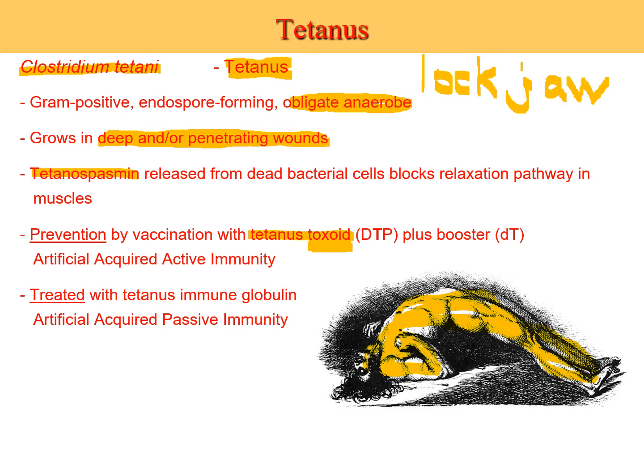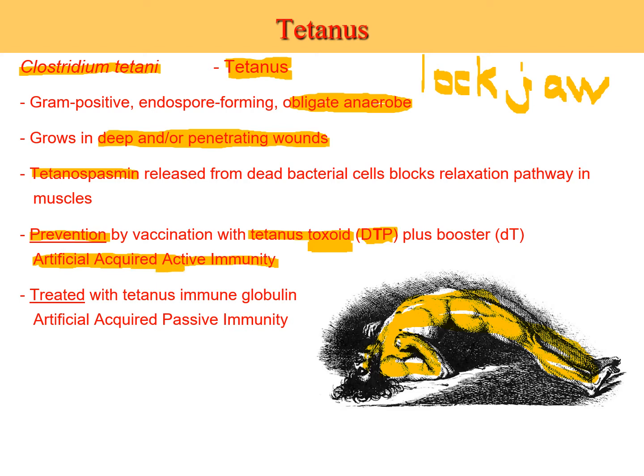The vaccination is the T in the DTP vaccine. And also you get a booster. In fact, you need a booster every 10 years. This kind of prevention by vaccination is artificial acquired active immunity. It's artificial because it's by vaccination, not by natural infection.